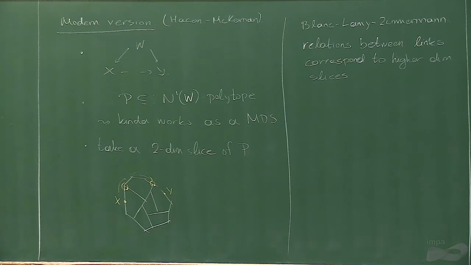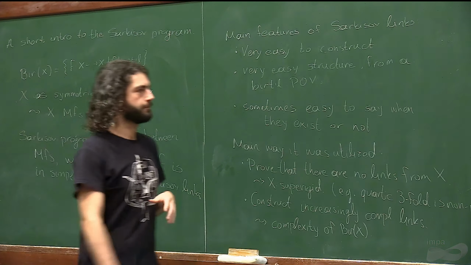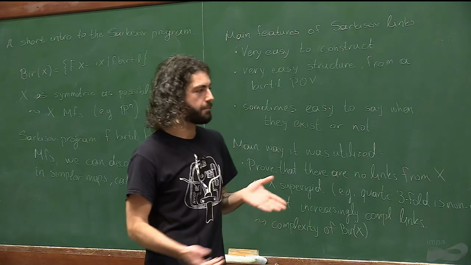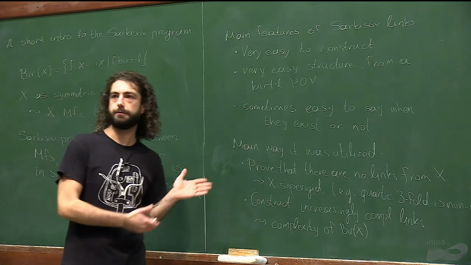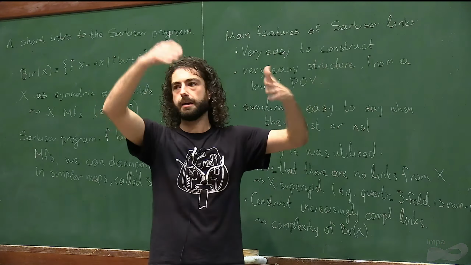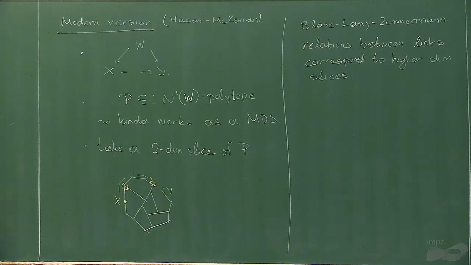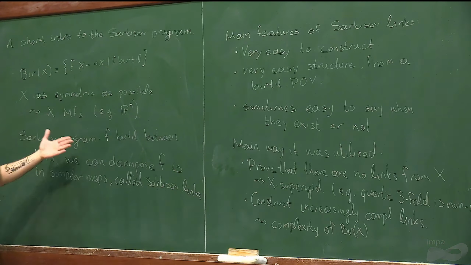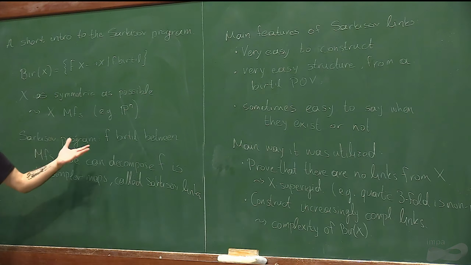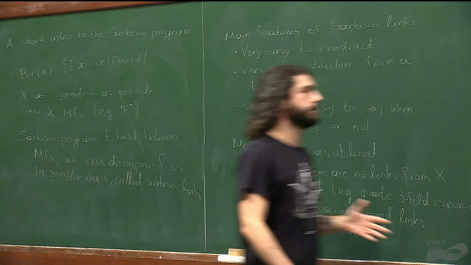I said that Sarkisov links decompose birational maps, but the main problem with Sarkisov links is that even if you start from a birational map from X to X, the Sarkisov links don't have to be from X to X. You could go to some other variety Z, and then from Z to another variety, and in the end of the decomposition you end up back in X, but each Sarkisov link goes to a different variety. So the Sarkisov links generate something, but they don't actually generate the group Bir(X), they generate a groupoid.